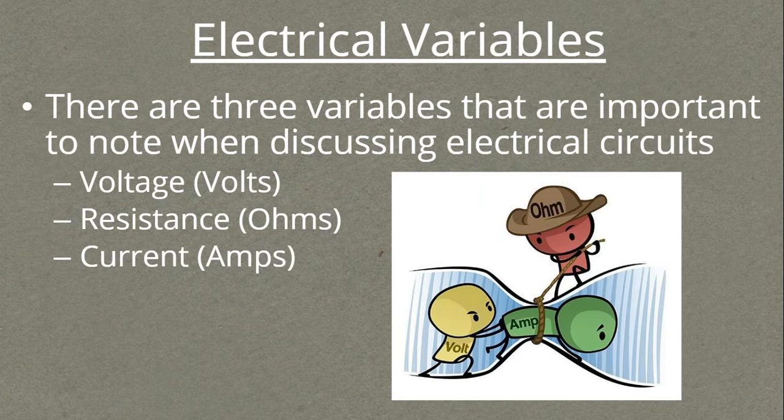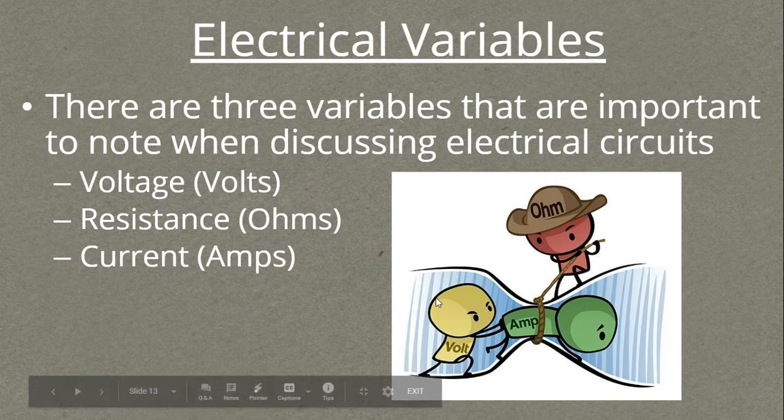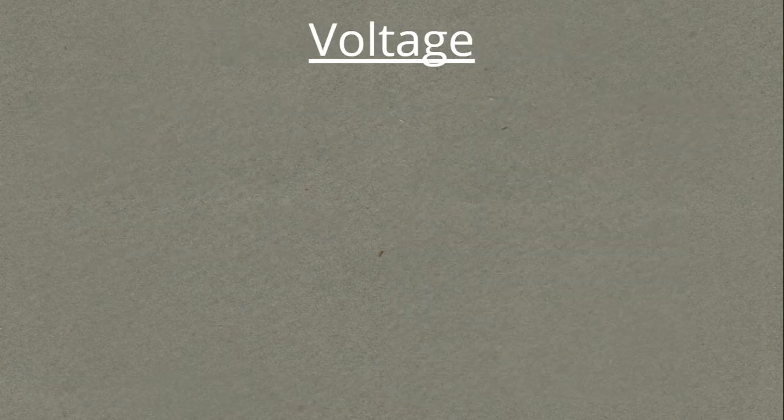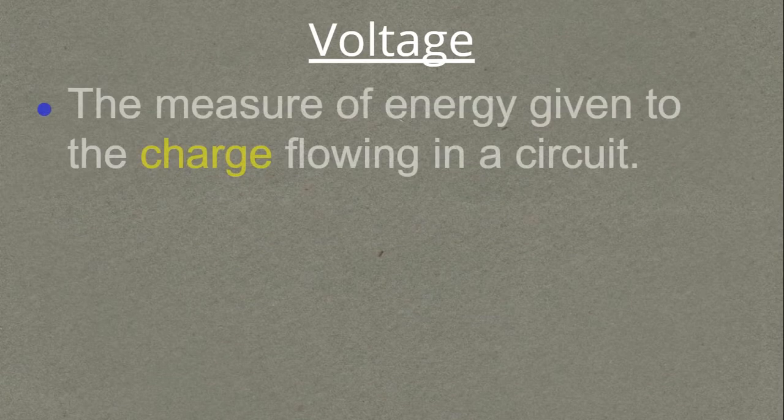On this picture on the right, we can see a little illustration of these three variables interacting with each other. The voltage pushes along the current, which is trying to move through the wire, and the resistance is trying to stop the movement of the current, measured in amps. Let's take a look at those variables a little bit more in depth. So first, we're going to look at voltage.